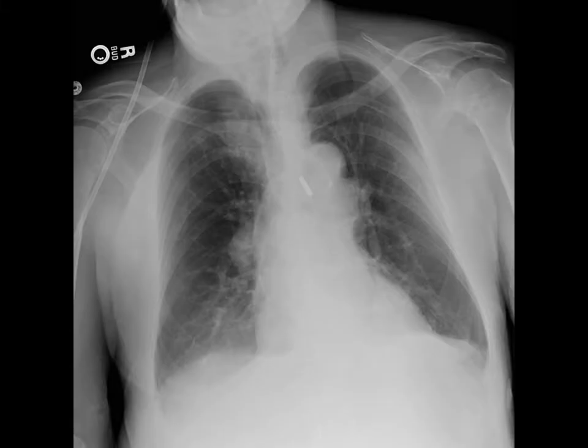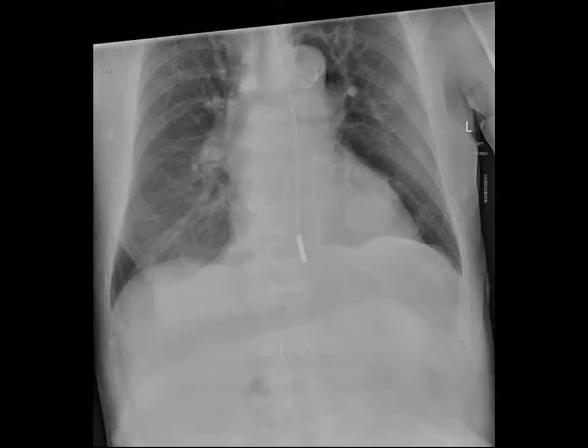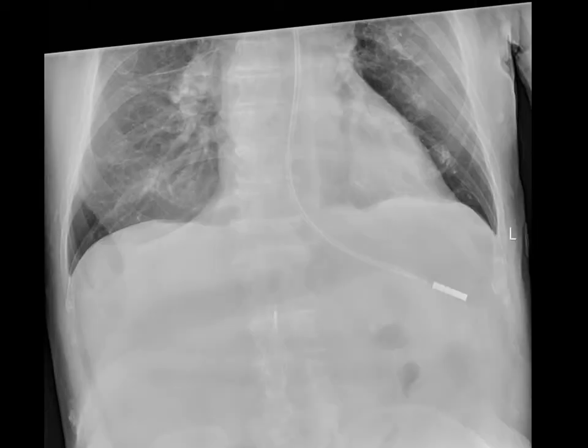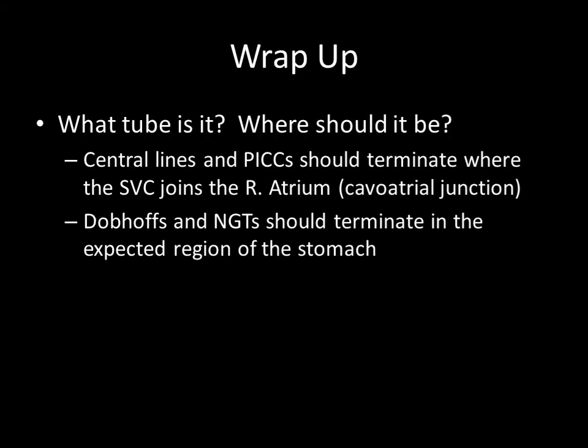This film is similar to the previous. We can see a Dobhoff tip here terminating, overlying the mediastinum. It doesn't appear to be in the airway, but we can't be sure, so we would recommend advancing this line. The Dobhoff was advanced, and again we can see the tip. It doesn't appear to overlie an airway. It's probably in the esophagus heading into the stomach, but we can't be sure. Again, we want to see the tip probably 10 centimeters beyond the most likely location of the esophageal gastric junction. And with the third chest film, we confirm that the Dobhoff is in the stomach, and we can begin feeds.